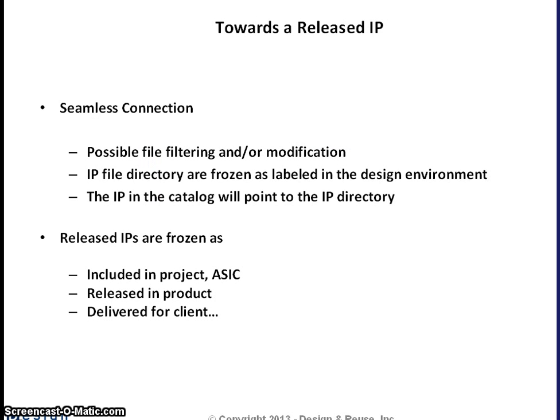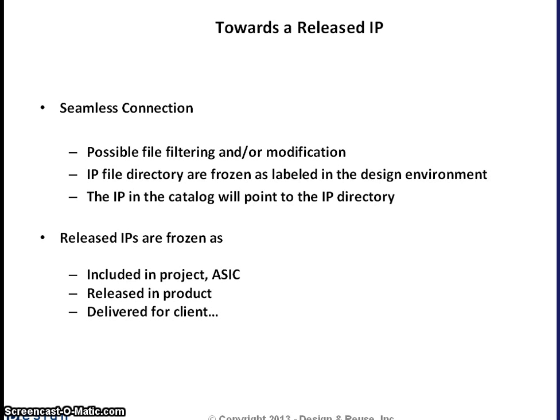So as I say, this is a seamless connection. You have to freeze, probably as labeling or commit. And also remember that when you are working in a reuse view, you may filter the file that you want to offer for reuse or for sharing. So not all the files will be stored and archived for every authorized designer to access. You can filter the files for future release. And the IP in the catalog, once it's frozen, can point directly to the top of the directory.